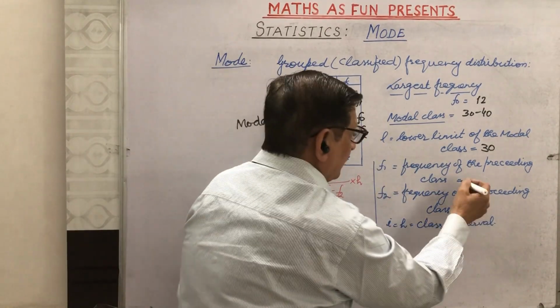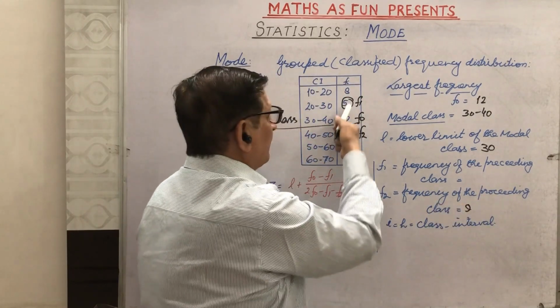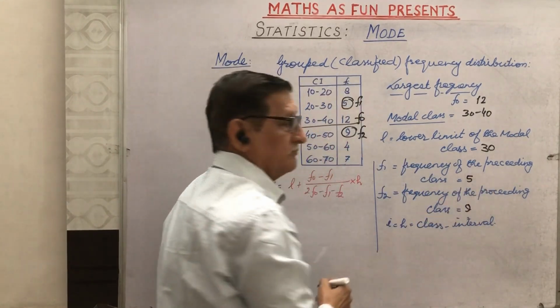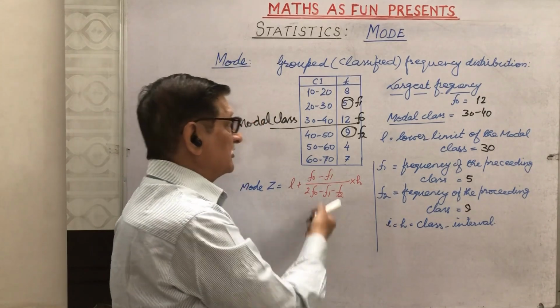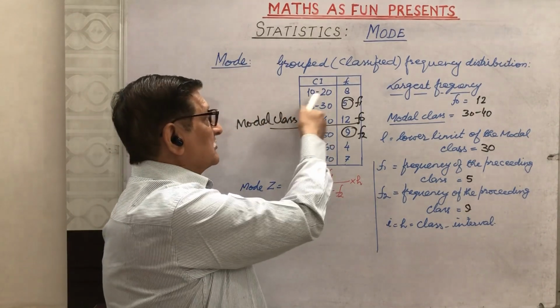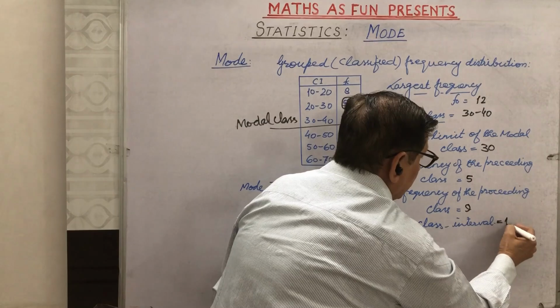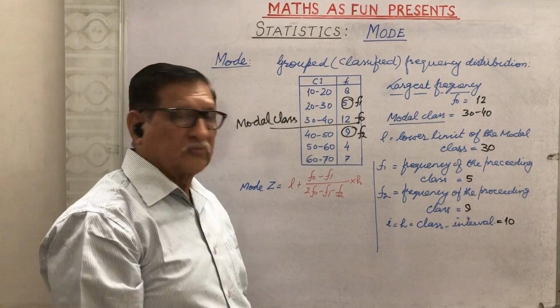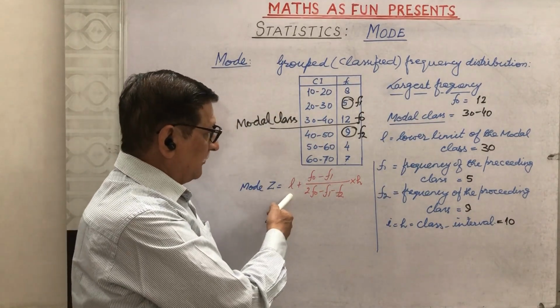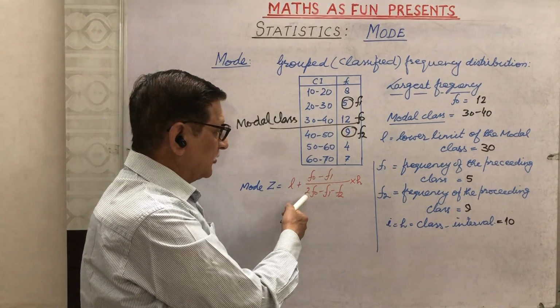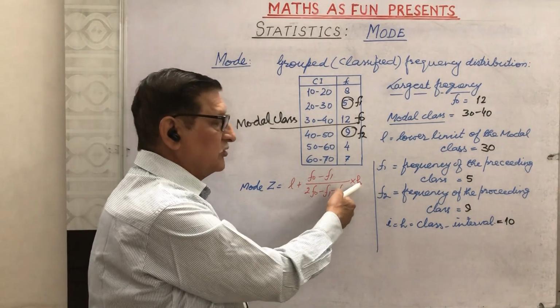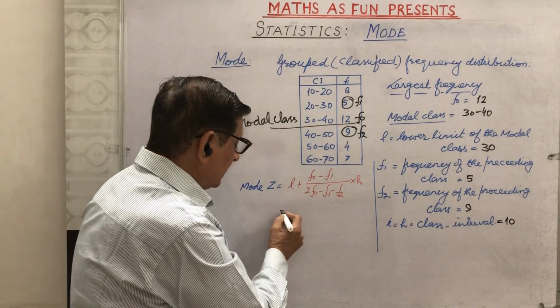So F2 here we are finding is 9. F1 we are finding 5. Then I or H, that is the class interval, and class interval here is 10. We can see this is 10. Then we write the formula Z is equal to L plus (F0 minus F1) upon (2F0 minus F1 minus F2) into H. After that we substitute the values.